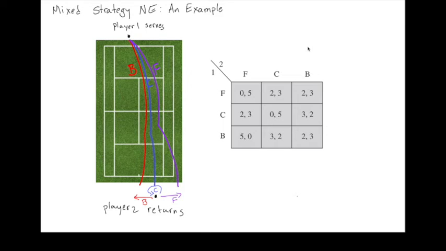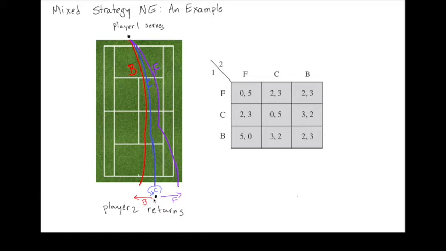Let's do an example to see how one would solve for the mixed strategy Nash equilibria of a game. Here we're going to look at a game where two players are playing tennis, and we'll look specifically at a situation where player 1 is serving and player 2 is returning the serve. Player 1 can either serve to player 2's backhand, to his forehand, or he can just serve in the center.